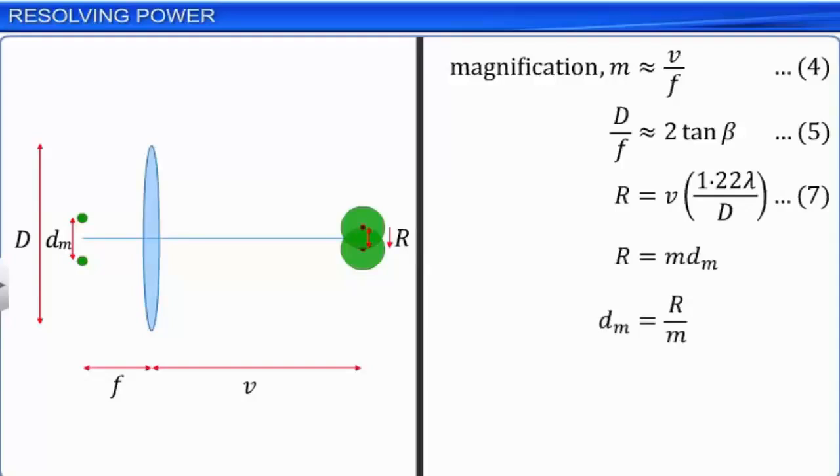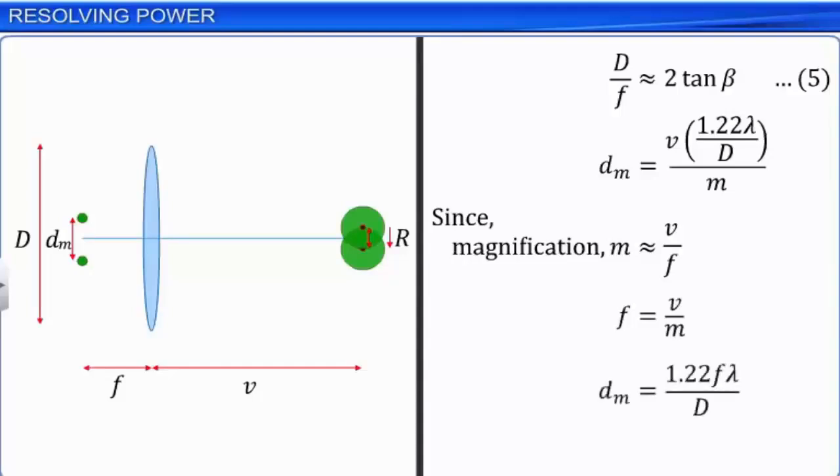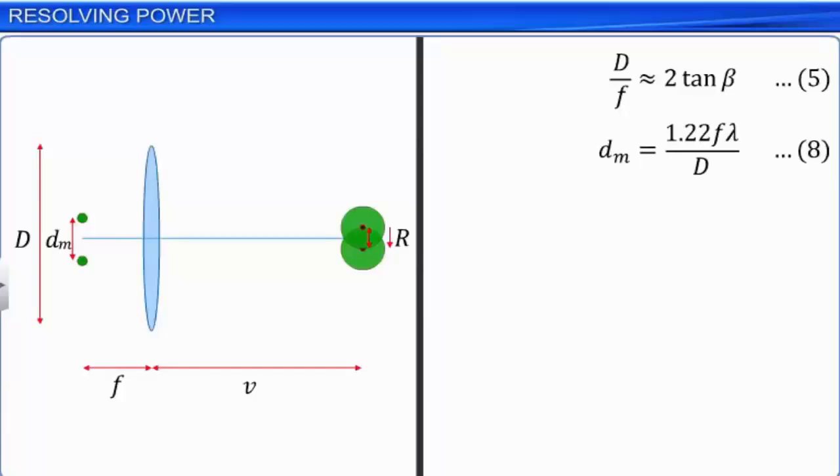On substituting the value of r from equation 7, we get dm is equal to v into 1.22 lambda by d whole divided by m. Since magnification m is equal to v by f, f is equal to v by m. Therefore, dm is equal to 1.22 into f lambda by d. Let this be equation 8. From equations 5 and 8, we get dm is equal to 1.22 lambda by 2 tan beta.